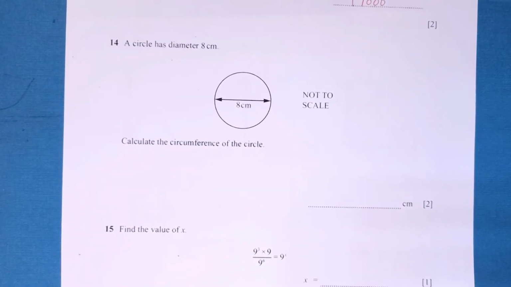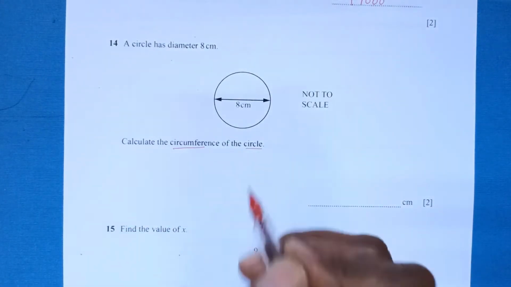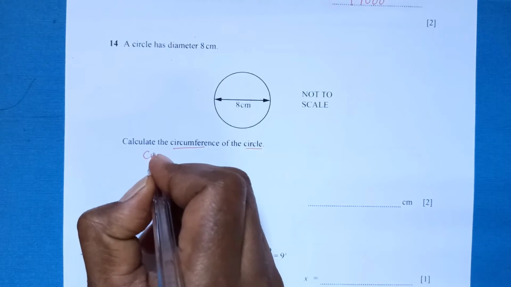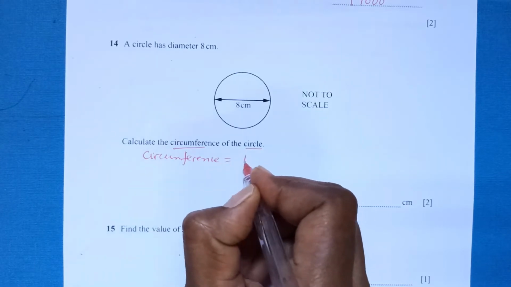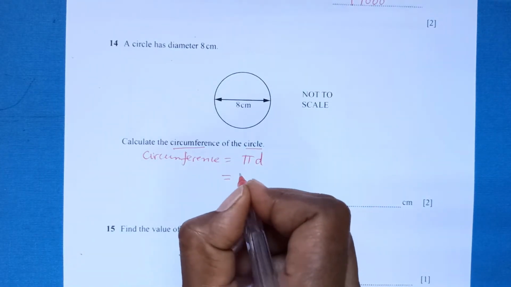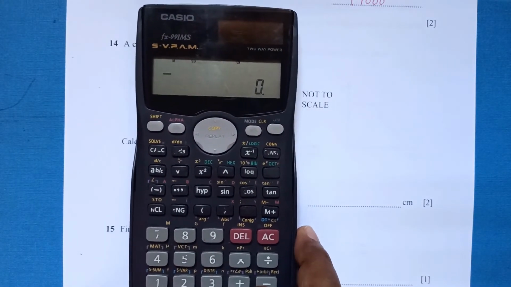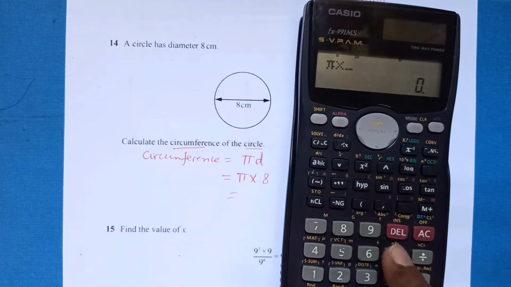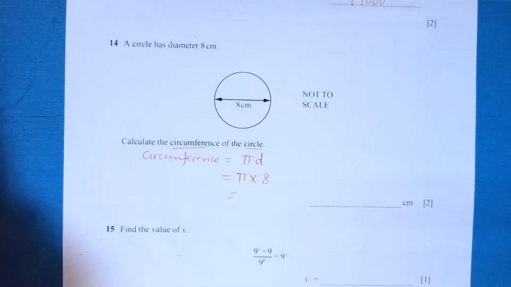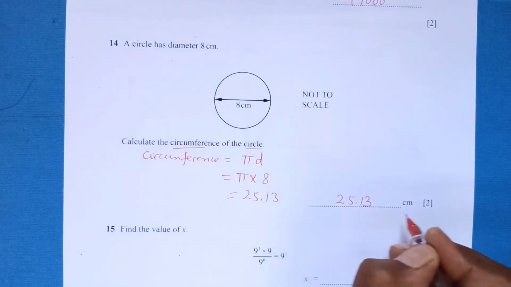Question number 14. A circle has diameter 8 centimeters. Calculate the circumference of the circle. We know that the circumference of a circle has formula pi d. So pi times d, where d is 8. You can directly use pi from the calculator. Pi times d: we have shift, then pi is here, pi times 8, which is 25.13. Centimeters are already there.